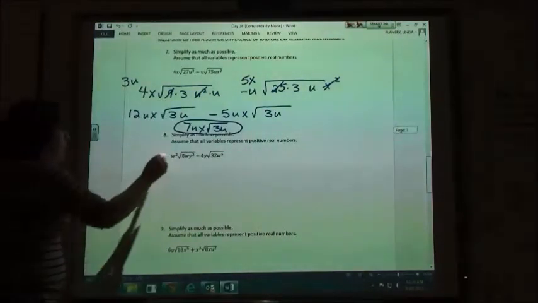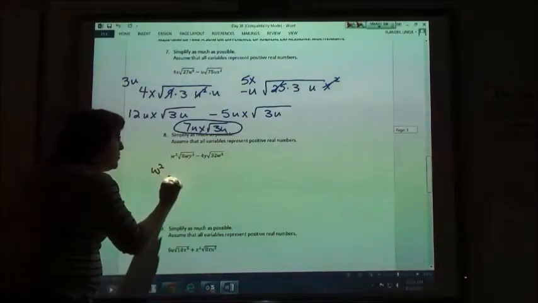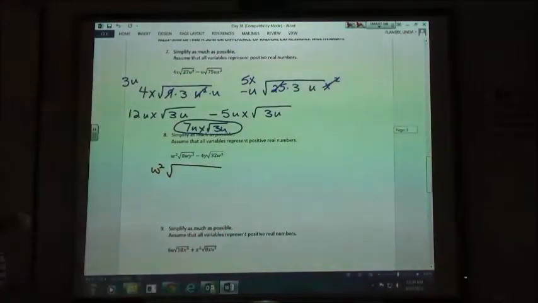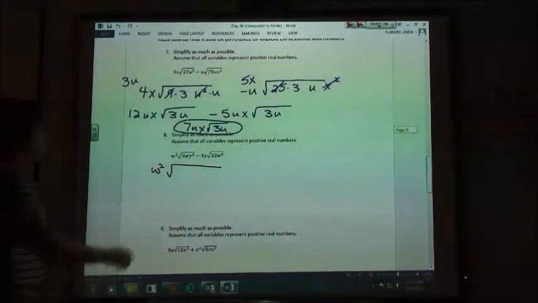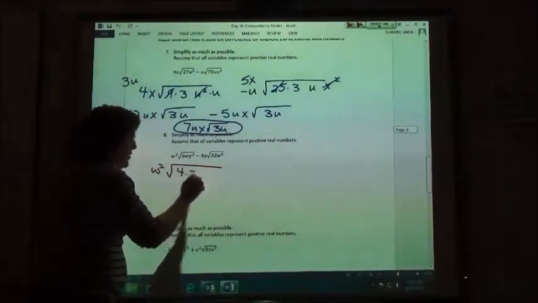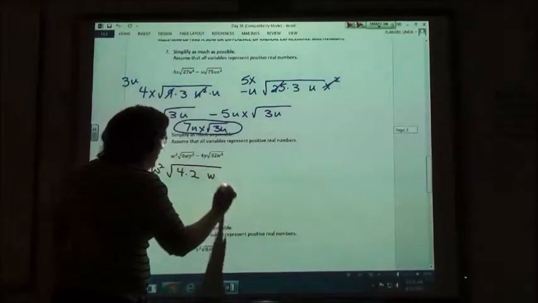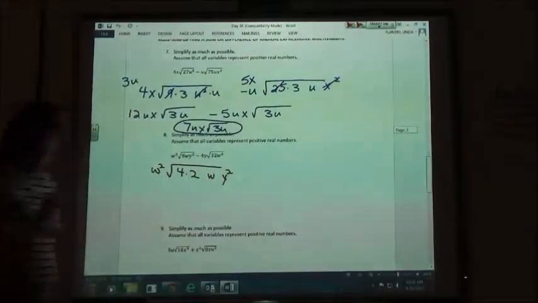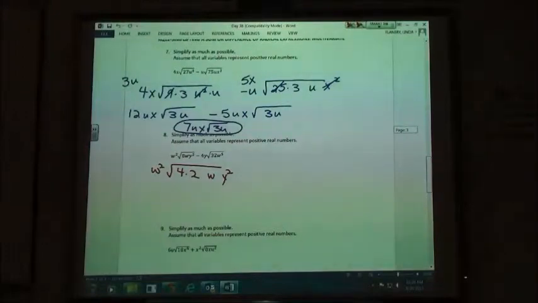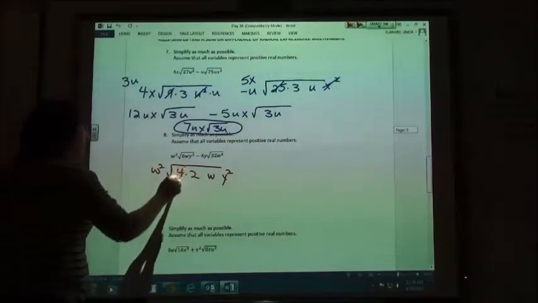Number 8 then, we've got a w squared in front. We've got to simplify the square root of 8wy squared. What should we do with the 8? 4 times 2. Nothing we can do with the w, and we don't want to do anything with the y squared yet, since it's even. So taking out our perfect squares, what can I take out of there? A 2 and a y.